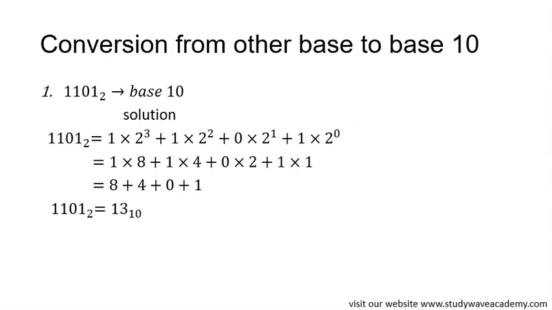So we're going to be looking at conversion from other base to base 10. What do we mean by other base? Base 2, base 3, base 5, base 7, base 8, other base to base 10, okay? So number 1, we have these digits in base 2. We have to convert it to base 10, okay? How do we do that? We have to convert this number from base 2 to base 10.